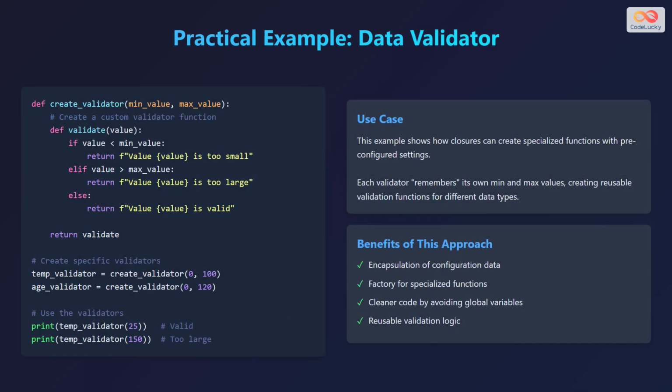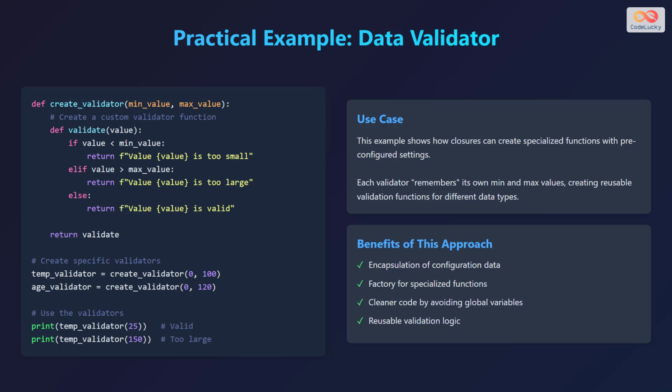Let's look at a practical example of a data validator. Define a function create validator, which takes two parameters, min value and max value. Create a custom validator function. Define a function validate which takes a parameter value. If the value is less than the min value, then return a string saying value and the value is too small. Else if value is greater than the max value, then return a string saying value and the value is too large. Else return a string saying value and the value is valid. Finally, return validate.